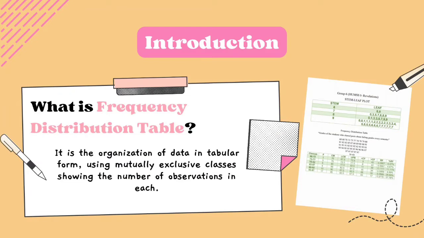So, what is a frequency distribution table? It is an organization of data in tabular form using mutually exclusive classes showing the number of observations in each. It may look difficult at first, but actually it is not. So, what are we waiting for? Let's get started.